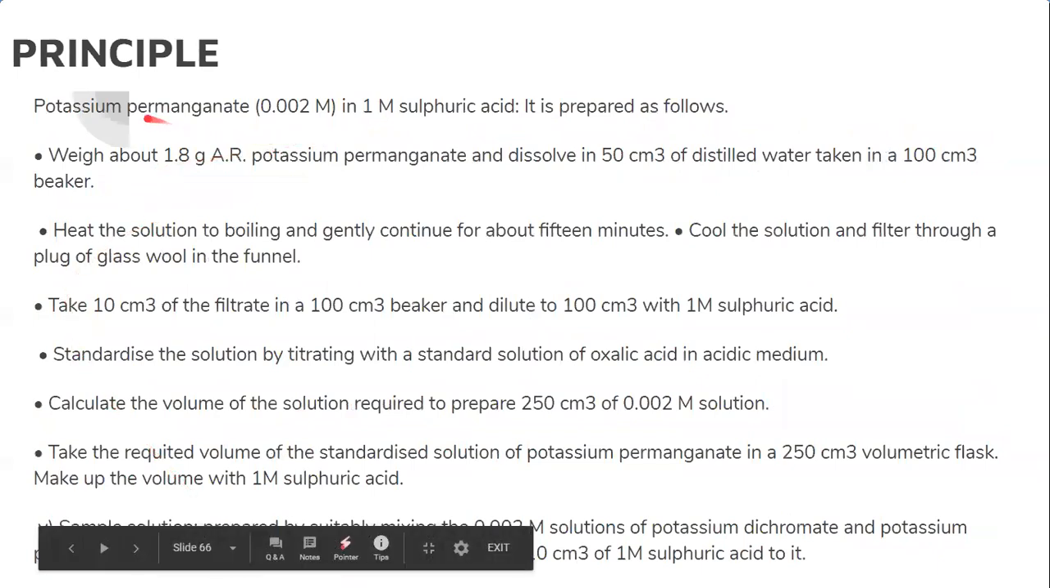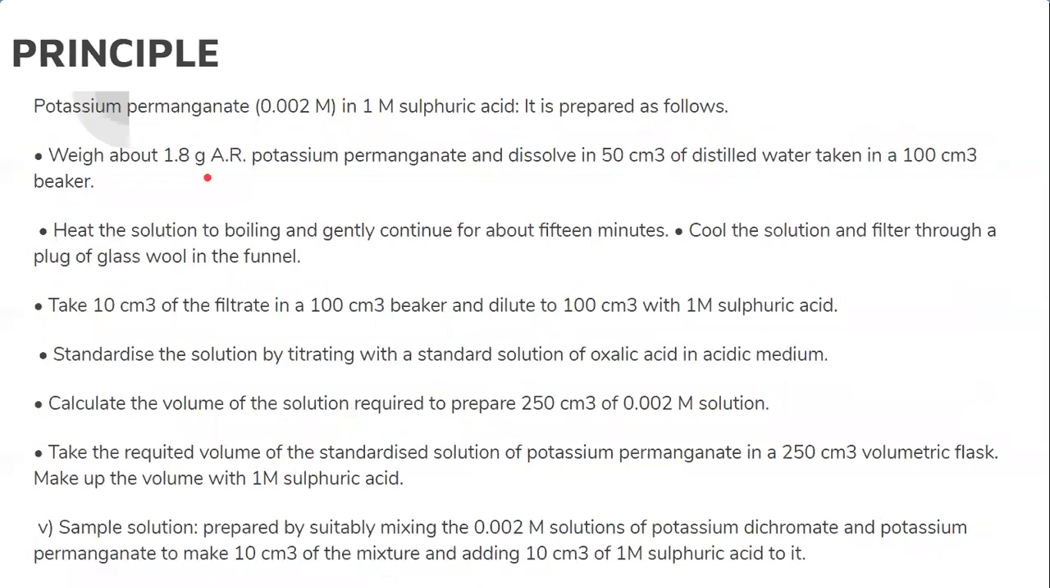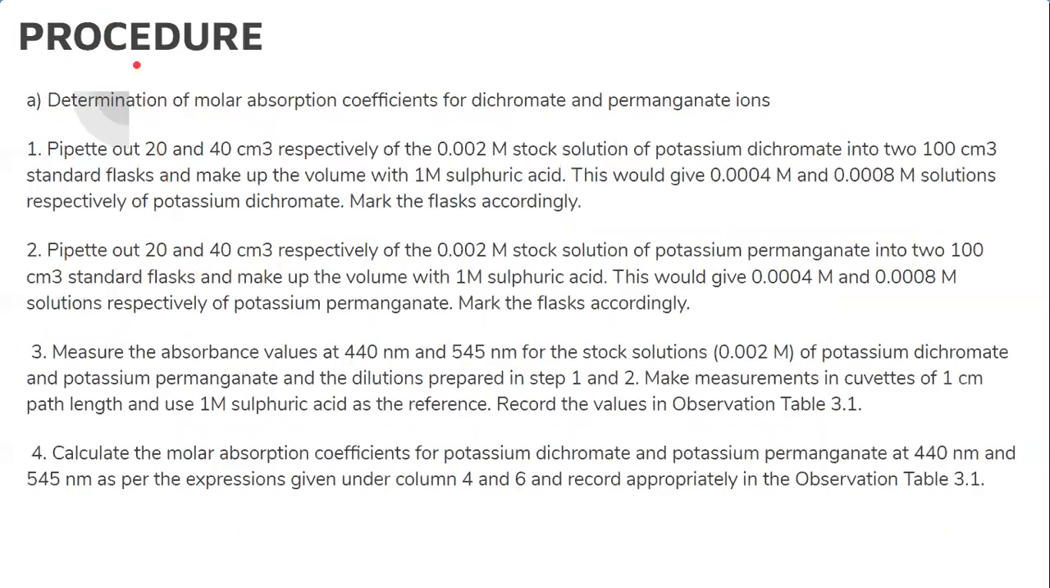Next, the potassium permanganate. The first one is 1 M sulfuric acid, then 0.002 M potassium dichromate, and the third one is oxalic acid, with a concentration of 0.005 M, and here potassium permanganate with a concentration of 0.002 M in sulfuric acid. Okay, so this is the procedure. And next procedure.